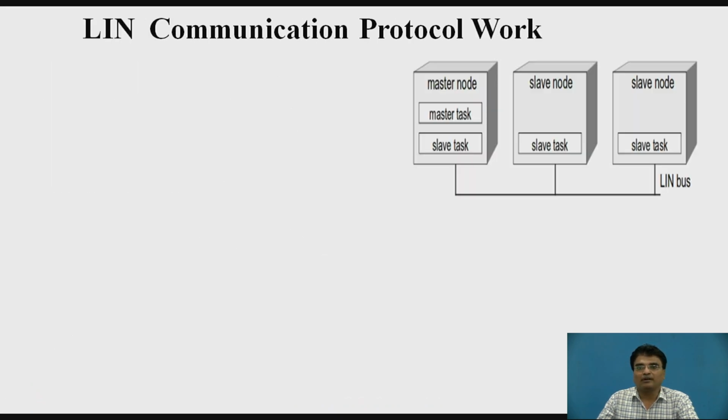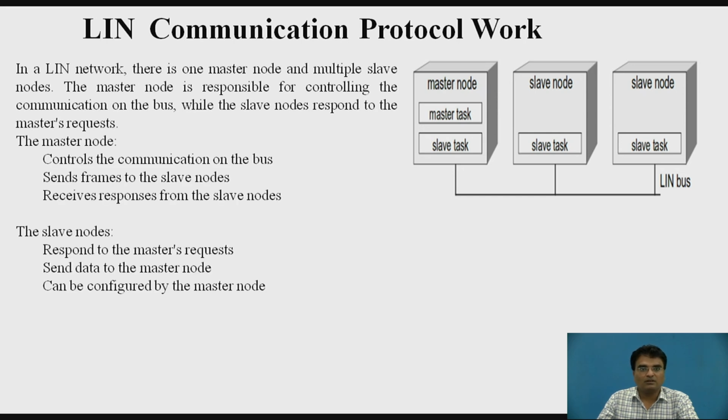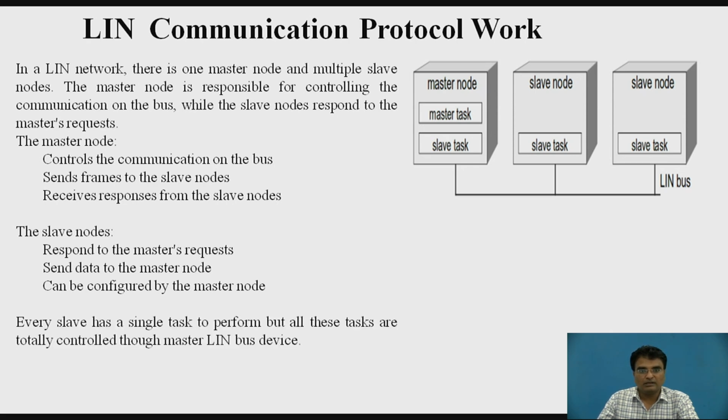LIN communication protocol network. As shown in the diagram, in a LIN network, there is one master node and multiple slave nodes. The master node is responsible for controlling the communications on the bus, while the slave nodes respond to the master request. The master node's role is to control the communication on the bus, send frames to the slave nodes, and receive responses from the slave nodes. The slave nodes have the responsibility to respond to the master request. Sending data to the master node can be configured by the master node. Every slave has a single task to perform, but all these tasks are totally controlled through the master LIN bus device.